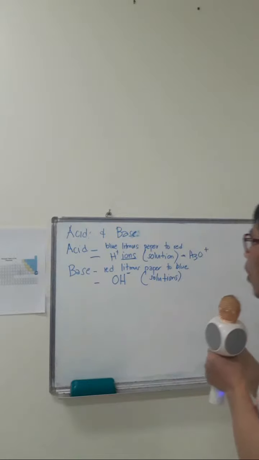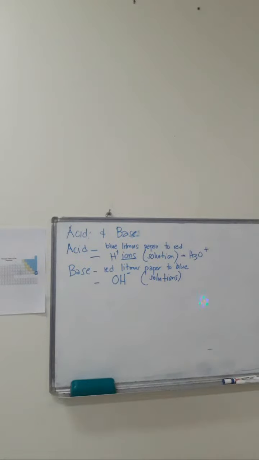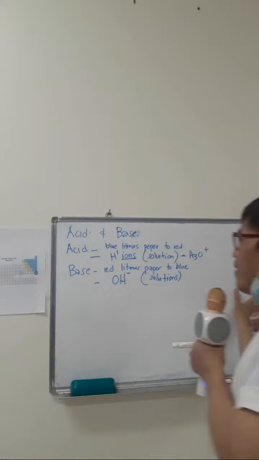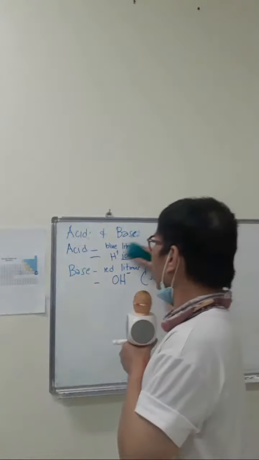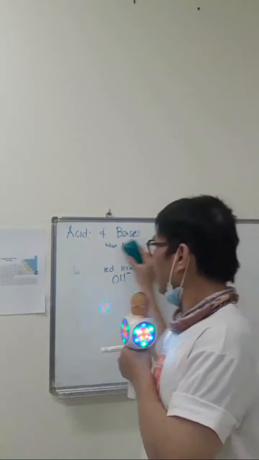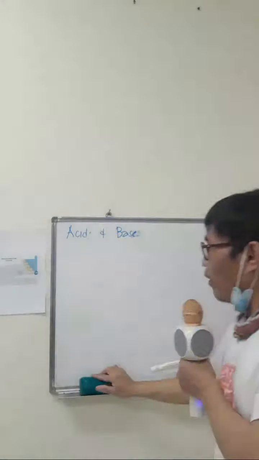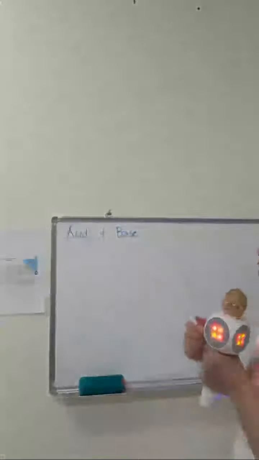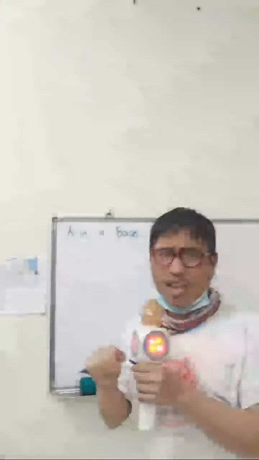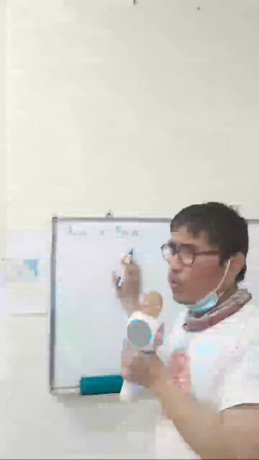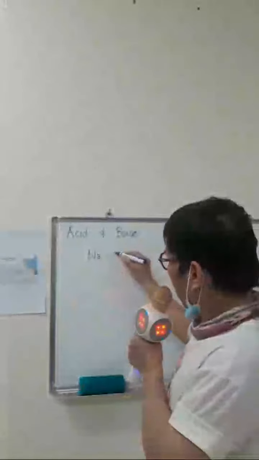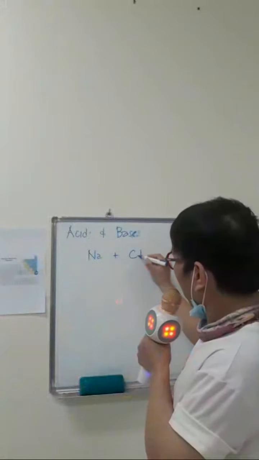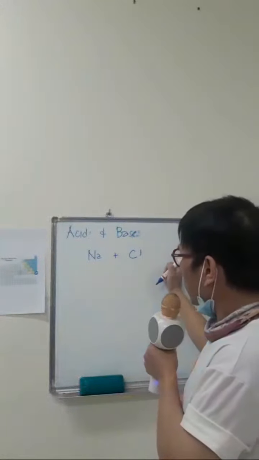Now we go back to acid. So what is the best example for this? We go to the basic ones. Very easy to detect, right? We have, for example, sodium ion, or shall we say sodium plus chlorine. Sodium plus chlorine, Na plus Cl.